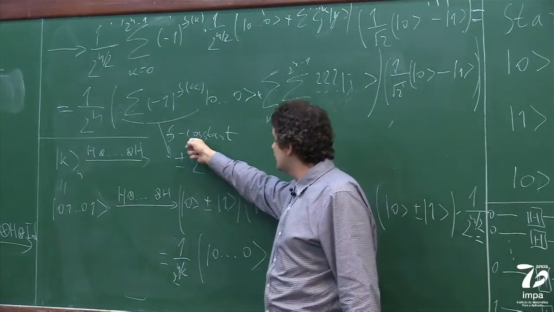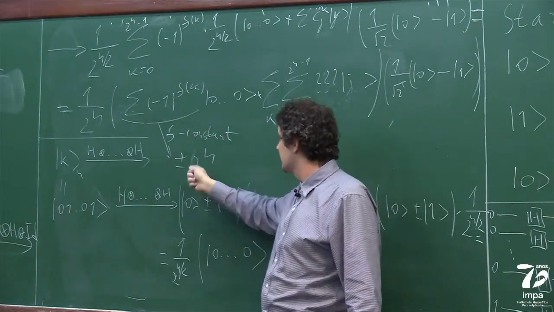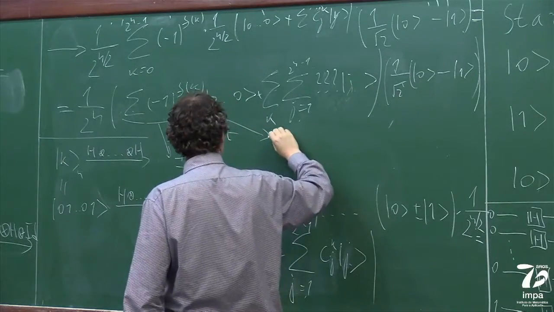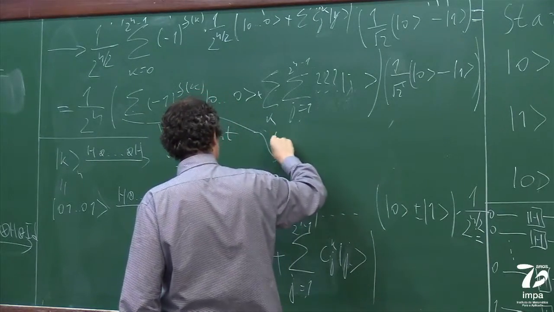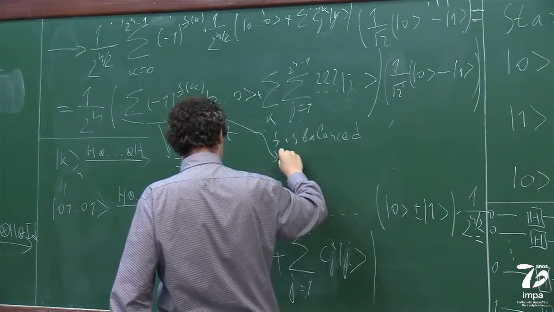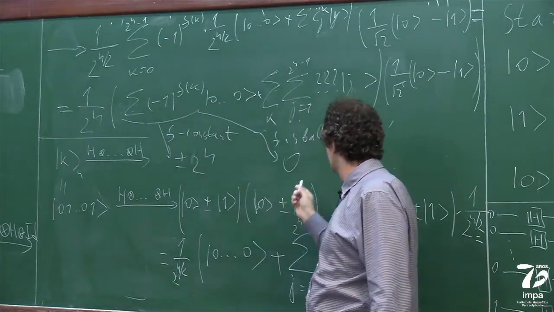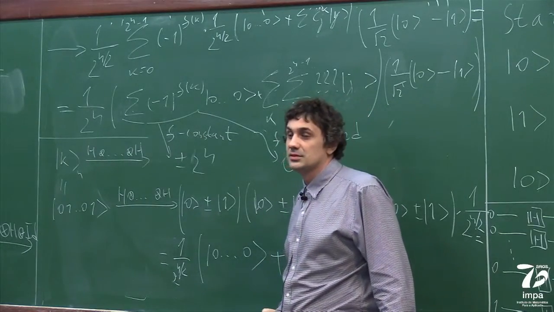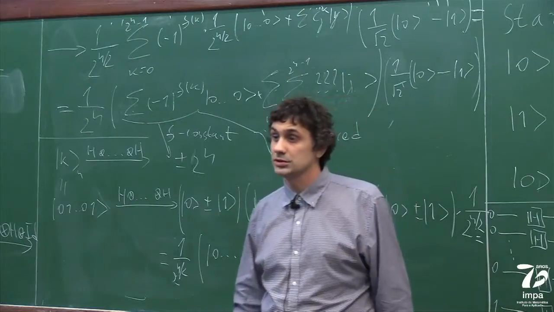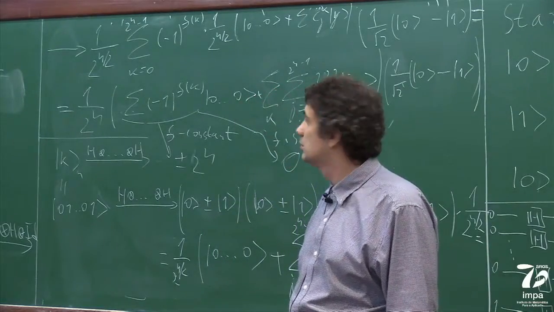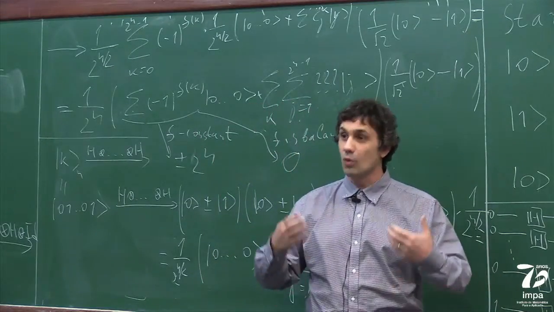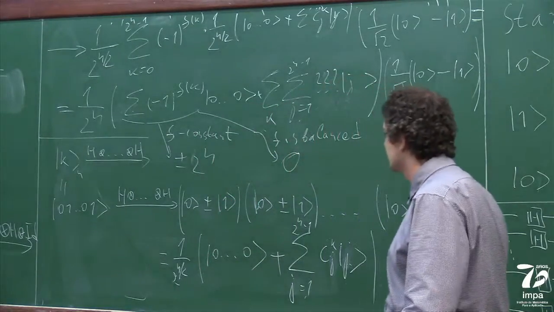So if f is constant, then this sum is plus minus 2 to the power n. And if f is balanced, then it is zero. Could it be both? No, it can be either 2 to the power n or minus 2 to the power n.